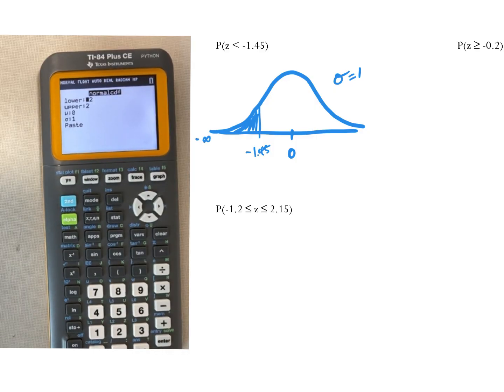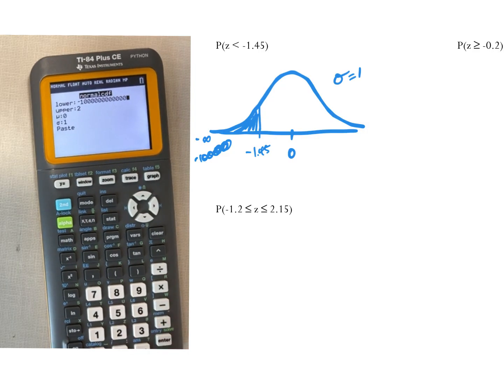Now, does anybody know where the infinity button is on your calculator? Neither do I. There isn't one. So what we do is use negative a gajillion, a really extreme, high magnitude negative number. So my lower boundary will be negative, and then I just hit 0 a bunch of times. Because the calculator finds the area to the left of your upper, minus the area to the left of your lower. As long as you use that negative a gajillion, the area to the left is so tiny it doesn't really matter.